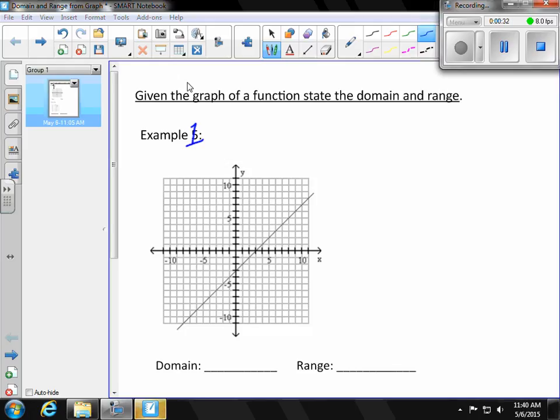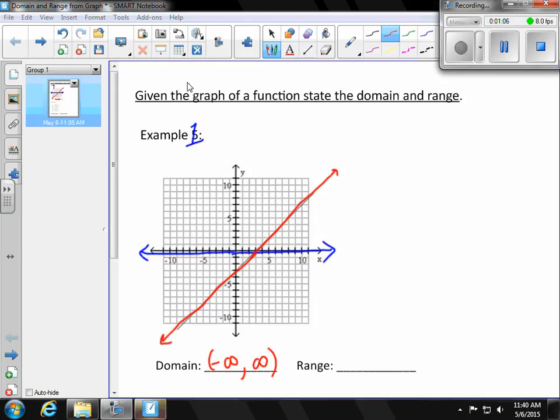Our domain are all of the x values. So we want to know how far to the left does this graph go and how far to the right does the graph go. And if I look at my line, if I think about tracing this line, my line keeps going all the way to the left. It's going all the way towards negative infinity. And how far to the right does it go? Well, if I keep tracing my graph, it keeps going farther and farther to the right. So it's going towards positive infinity.